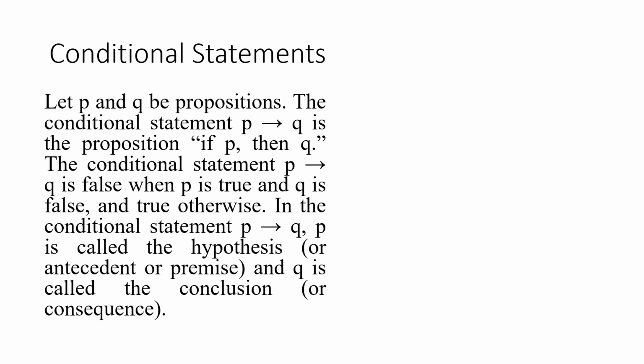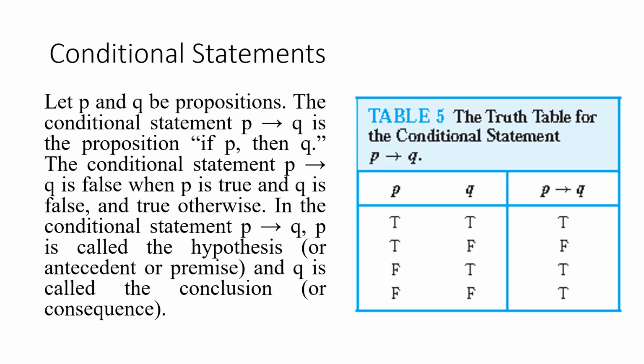So this would be the truth table for the conditional statement. If both propositional statements are true, then P then Q is also true. If P is true and Q is false, then the conditional statement P then Q is false. If P is false and Q is true, then it is true. And if both of them are false, then it is true.